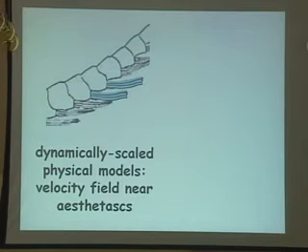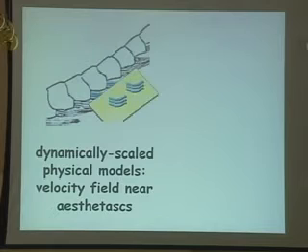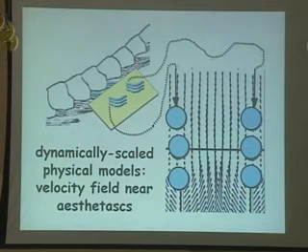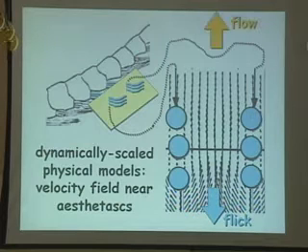segment of the antennule, and we used dynamically scaled physical models to work out the detailed velocity field around those hairs. So imagine a slice through 2 rows of chemosensory hairs, and the flick is in this direction. These guys flick with the hairs poking out to the sides, like so. So the flick is that way, the flow relative to the flick is that way, and we mapped the velocity vectors around all these hairs during the flick, during the return stroke.